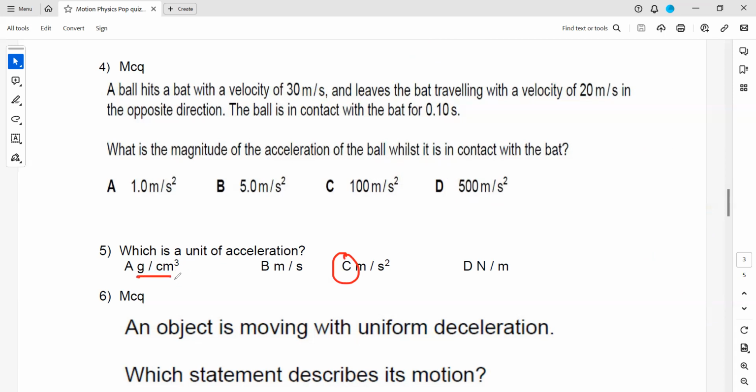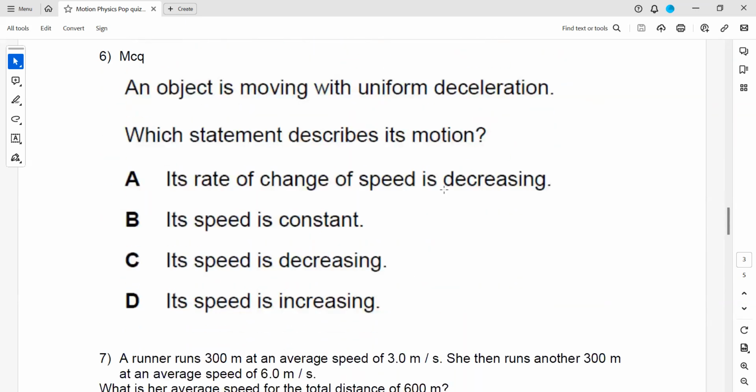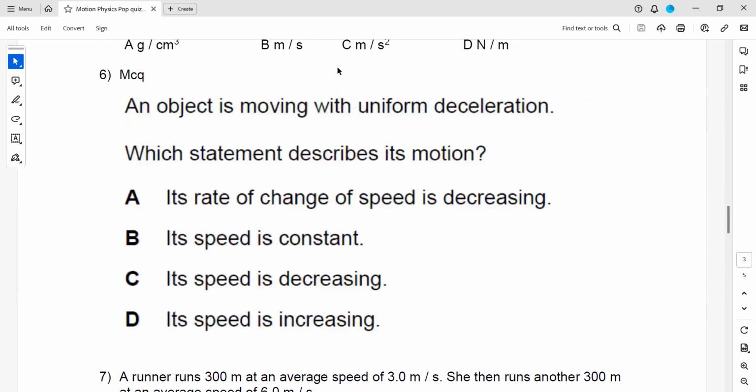Grams per centimeter cube is a unit of density. Meter per second is a unit of speed. Newton per meter is like force acting per distance. The meter per second square is representing acceleration. An object is moving at a uniform speed, meaning constant. Deceleration means decreasing speed.